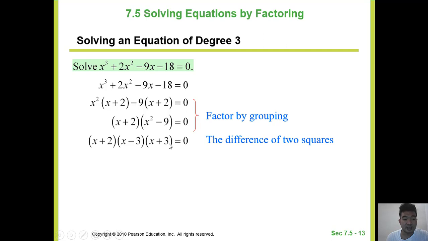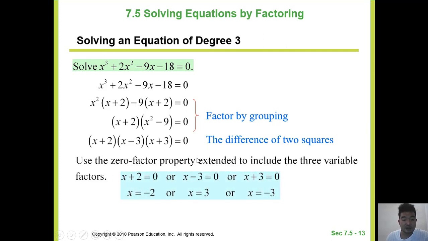Since this is an equation of degree 3, we'll have 3 different factors, and those are x plus 2, x minus 3, and x plus 3. And we are expecting 3 different solutions here. Using the zero factor property extended to include the 3 variable factors, you'll have x plus 2 equals 0, so x is negative 2. x minus 3 equals 0, so x equals 3. And the last one is x plus 3 equals 0, so x equals negative 3.